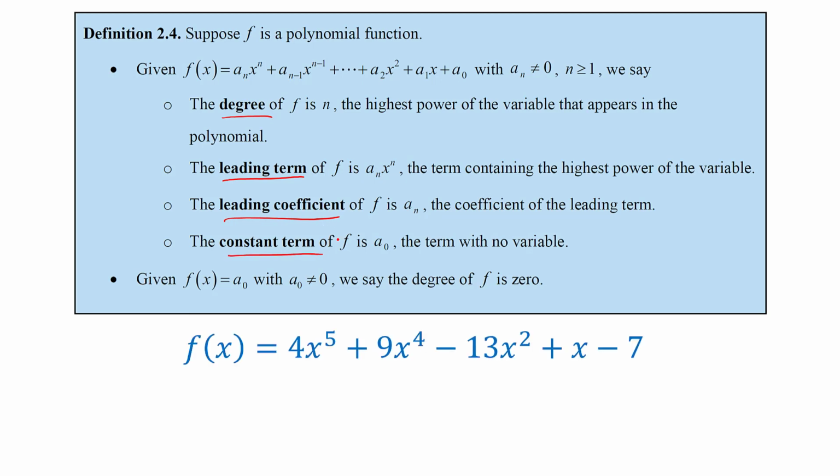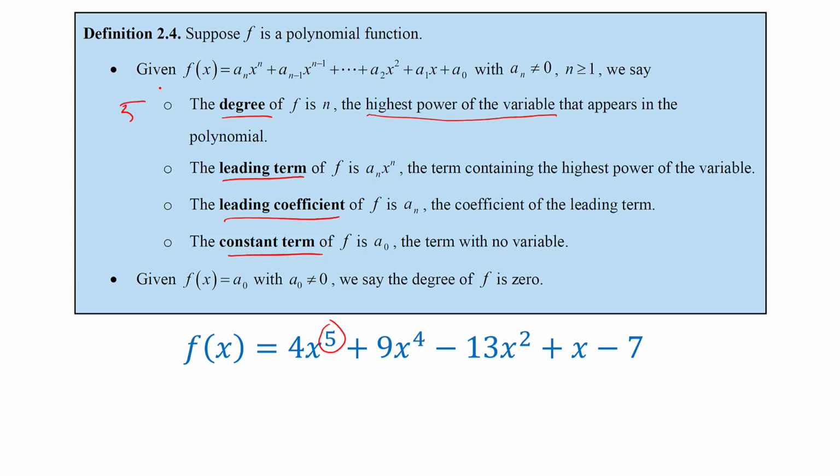As an example, we have f of x equals 4x to the fifth plus 9x to the fourth minus 13x squared plus x minus 7. The degree of this polynomial function is the highest power of the variable that appears in the polynomial. So we can see the highest power of x is the fifth power. Our degree is 5 here.